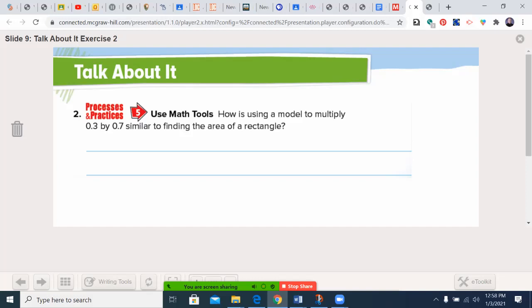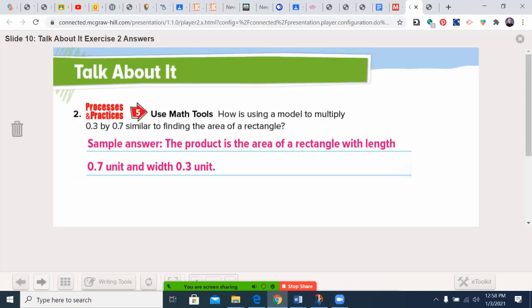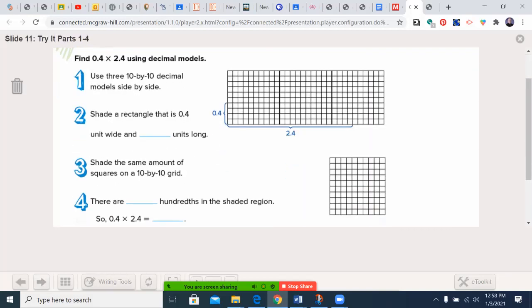And I'm sure I'll reference it a few more times. And you can see that their answer was the product is the area of a rectangle with length 7 tenths of a unit and width 3 tenths of a unit. All right, so let's try one here. This is on the top now of 398.